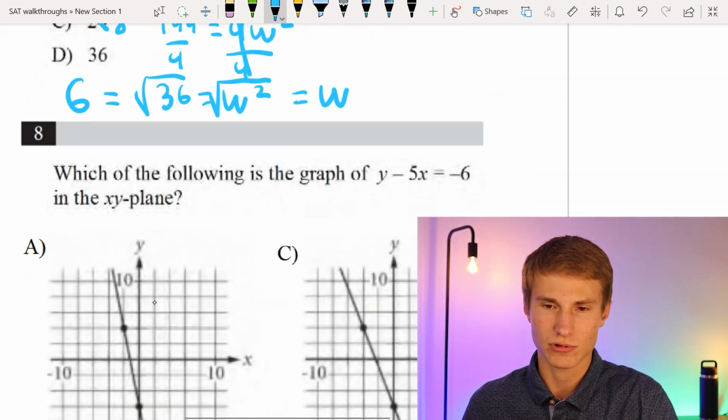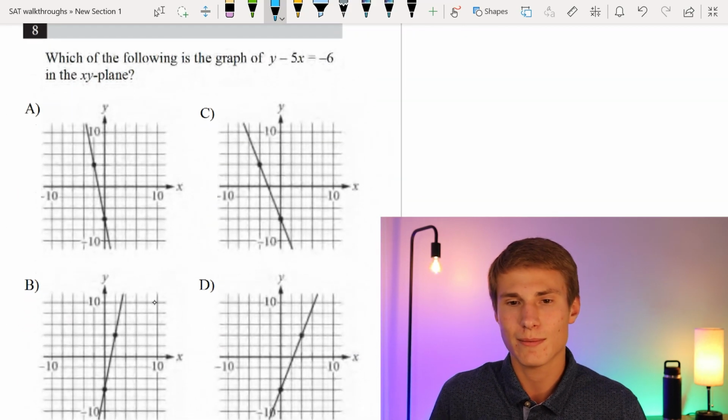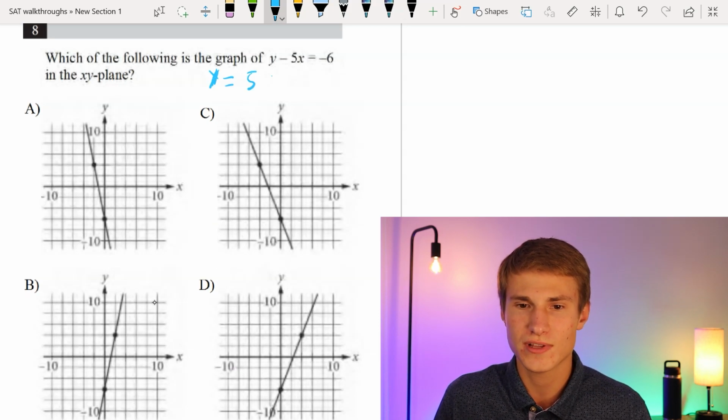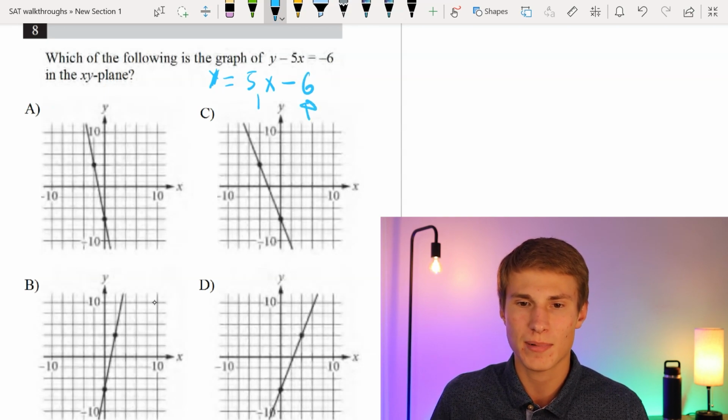All right, moving on to number 8. Which of the following is the graph of y minus 5x equals negative 6 in the xy plane? I'm going to go ahead and get this in slope-intercept form because it's going to help you be able to graph this out really easily. When you do that, all you've got to do is add 5x to each side. You see you're going to have a negative y-intercept, and you're going to have a positive slope.